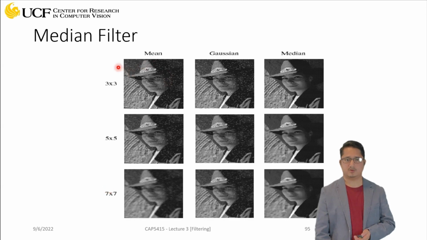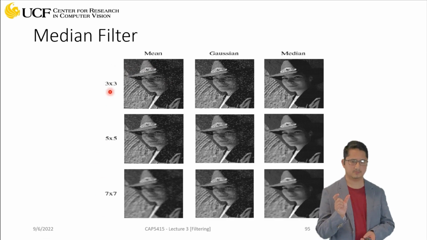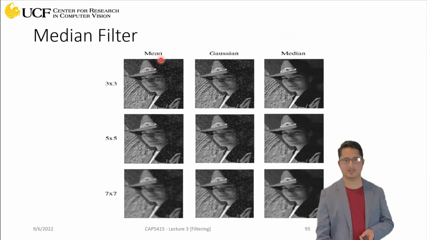So on the y-axis over here, this is just showing you the shape of the kernel. So this is 3 cross 3, 5 cross 5, 7 cross 7. You are gradually increasing the neighborhood of your kernel. And on the x-axis here, we have different kernels: mean filtering, Gaussian filtering, and median filtering. Generally, you can see that as you increase the neighborhood of the kernel, your Gaussian filtering is actually doing a better job as compared to mean filtering.